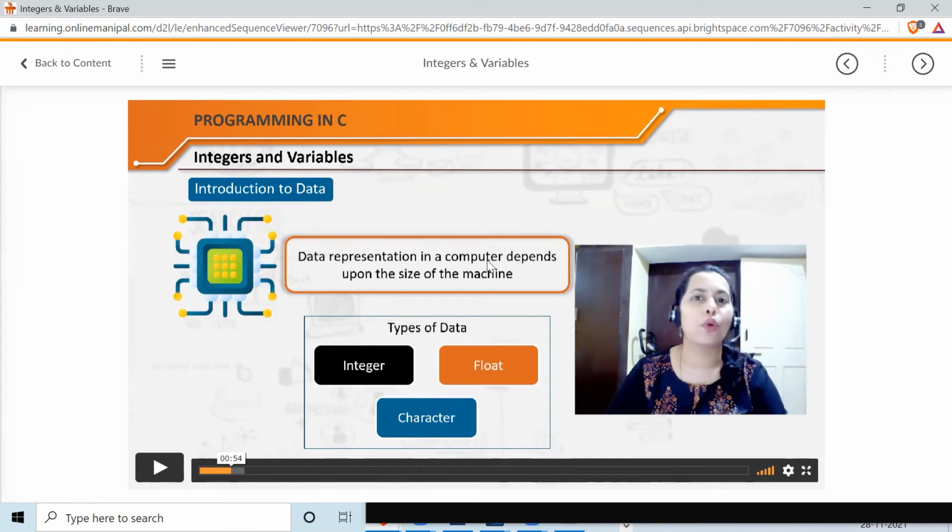And what does it say? Data representation in a computer depends upon the size of the machine. For example, there is a 16-bit computer. In that case, it will give integer a different space. What is that space?